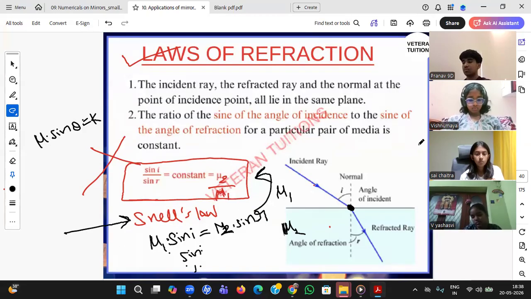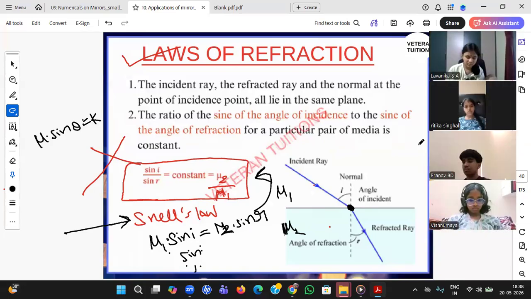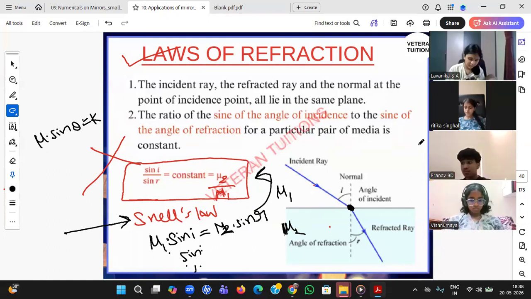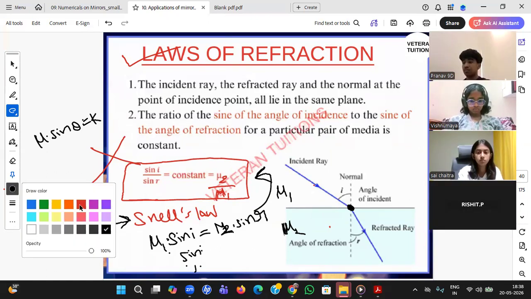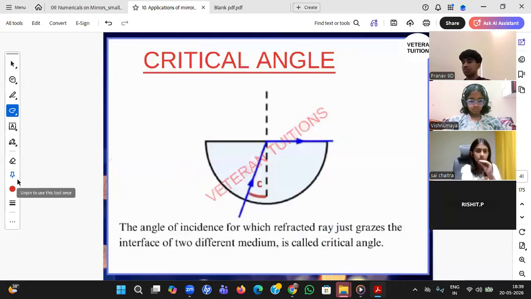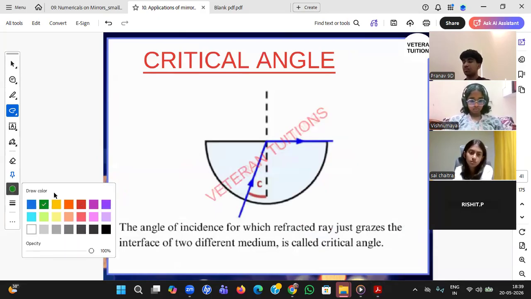So whom should I ask? Yashashvi, were you there in my refraction class? No, sir. Sai Chaitra, what is critical angle? Forgot everything. Largest angle of incidence. So what happens to the refraction? Largest angle, what happens to the refraction?